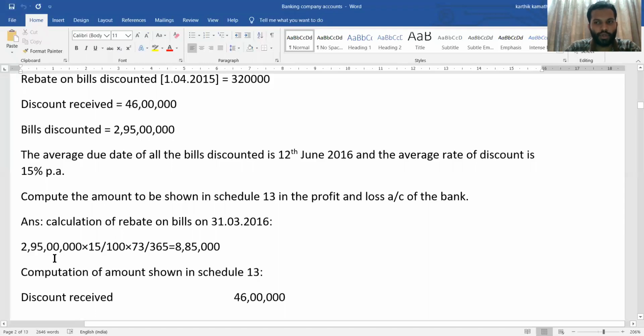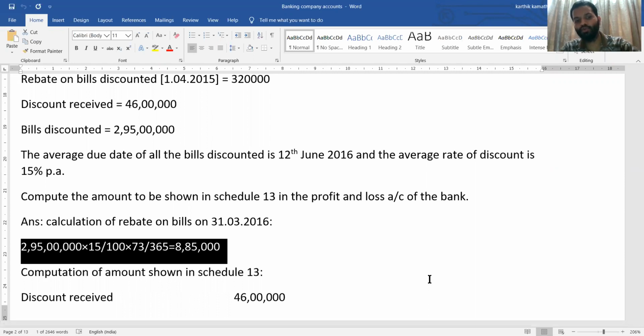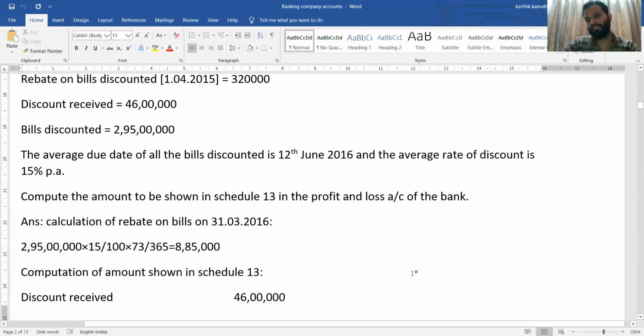See how you are going to calculate. Bills discounted, information directly given, 2 crore 95 lakh, into 15%, into 73. How 73? That is April 30 days after the closure of the financial year, April 30 days, May 31 days, and June 12 days. So 73 days of the next year. 73 divided by 365, 8 lakh 85,000. So now we know the total rebate on bills discounted.